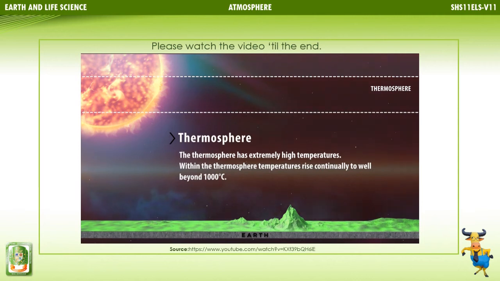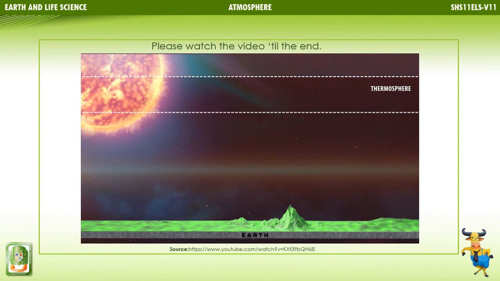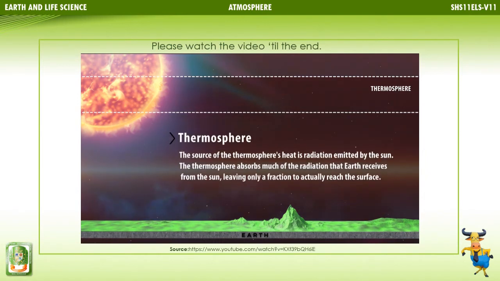The thermosphere has extremely high temperatures. Within the thermosphere, temperatures rise continually to well beyond 1000 degrees Celsius. The source of the thermosphere's heat is radiation emitted by the sun. The thermosphere absorbs much of the radiation that Earth receives from the sun, leaving only a fraction to actually reach the surface.